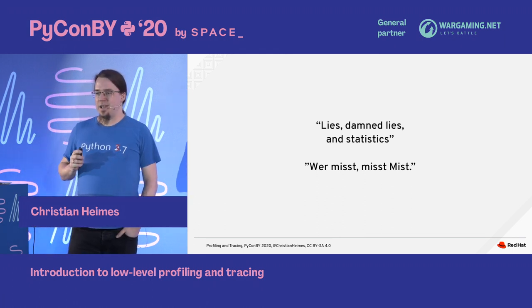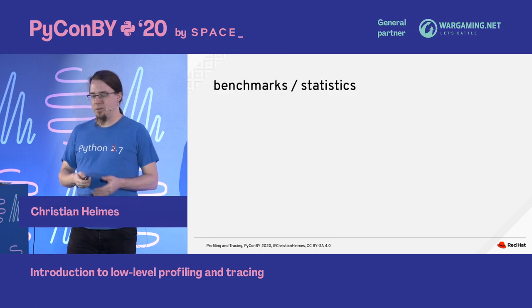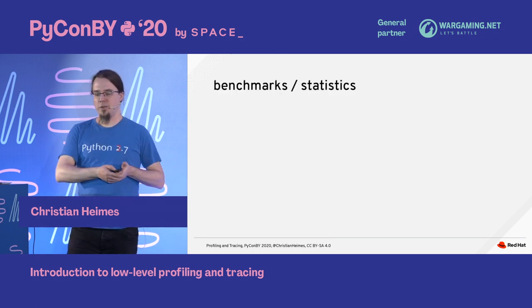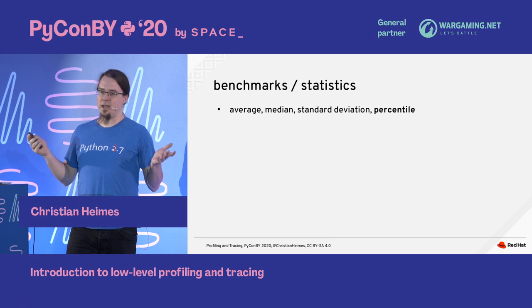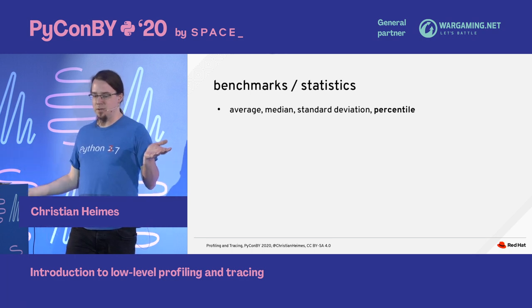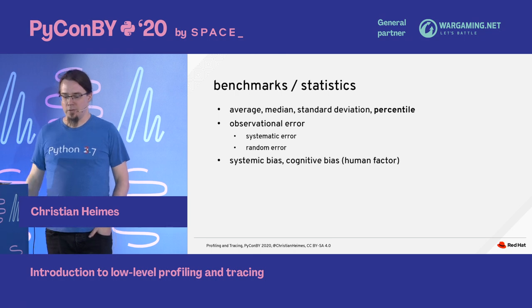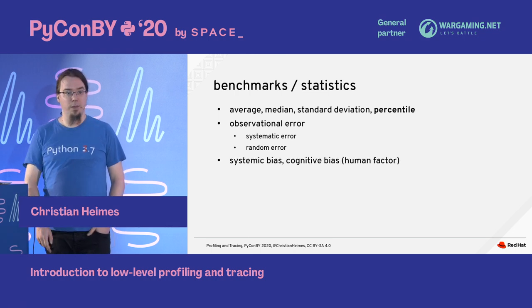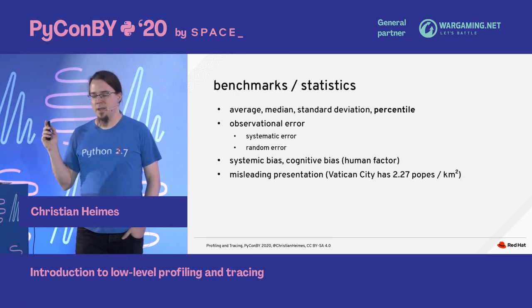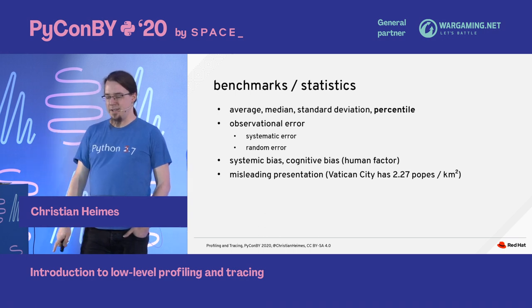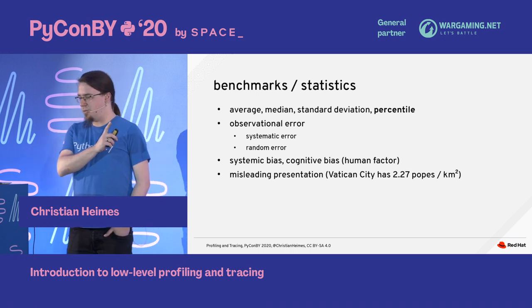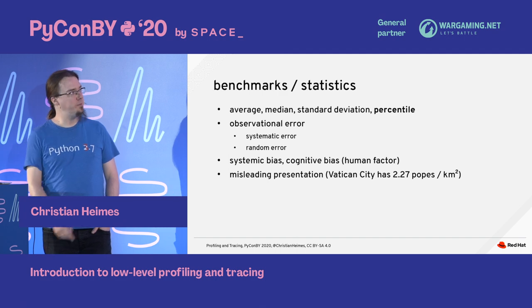To understand benchmarking statistics, you first should familiarize yourself with different terms, like average, mean, and standard deviation, and different kinds of errors you can have, like observational errors, system bias, or maybe a wrong idea about something. Misleading representations, like Vatican City had about 2.27 popes per square kilometer, which is a true value, but totally nonsense.